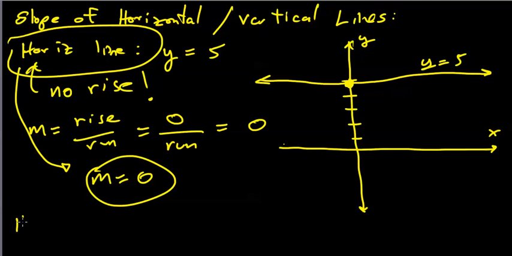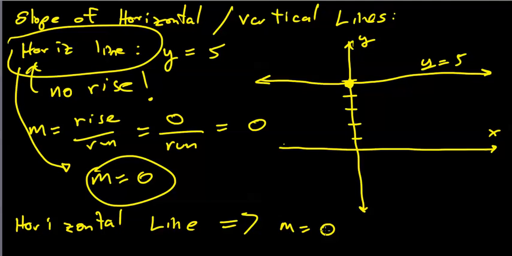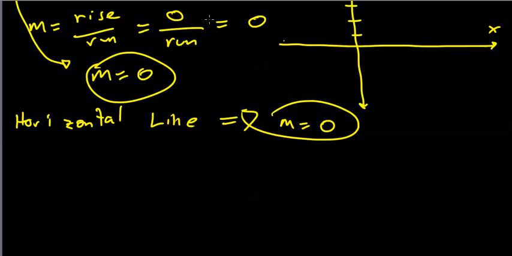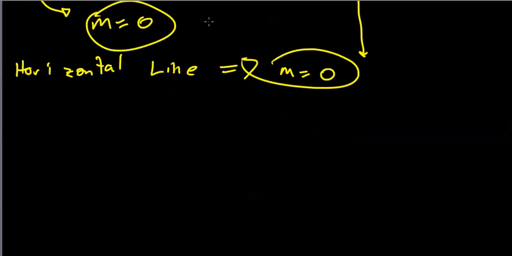Let me write that down again. Horizontal lines implies slope is 0. Okay? And nothing sacred about y equals 5 here. I could have said this for any horizontal line, because any horizontal line will not have any rise going left to right, etc. What about vertical lines?